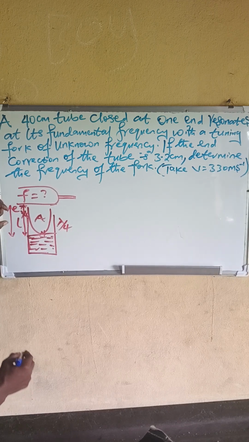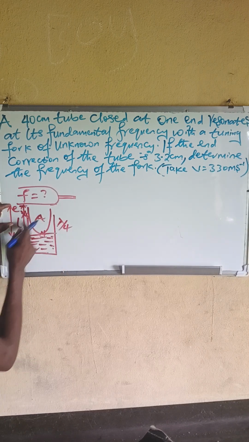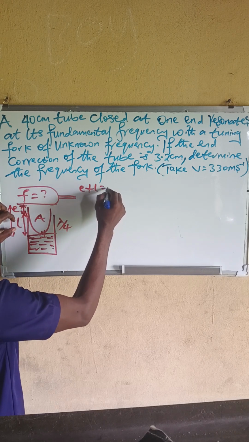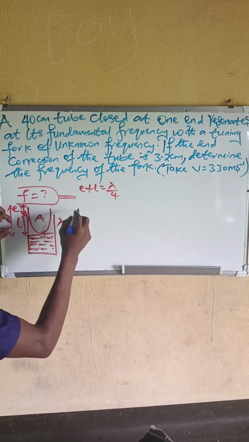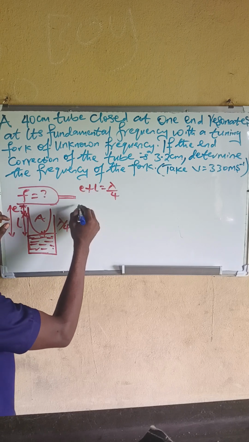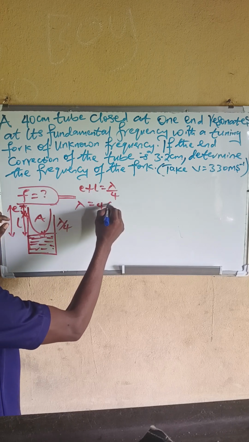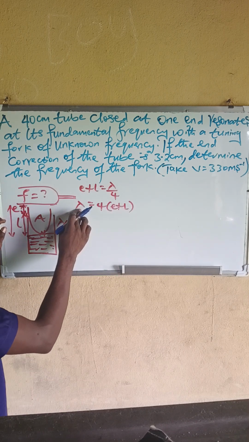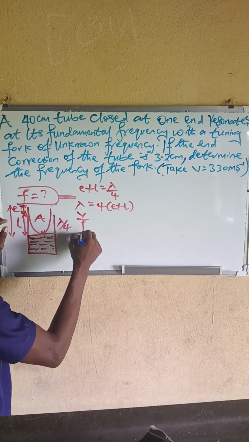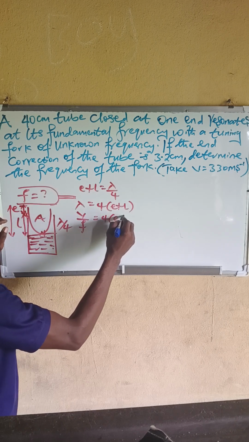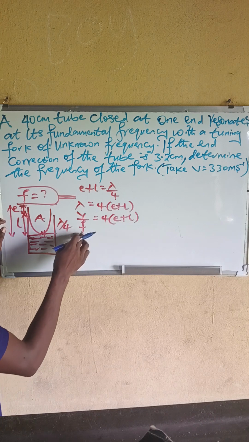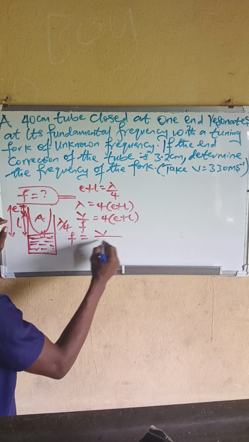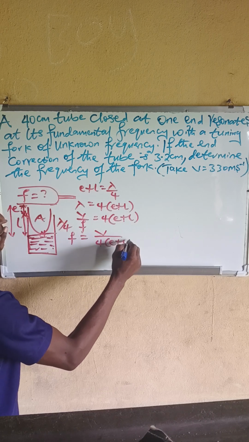Okay? So what to do now is this one plus this: the end correction E plus the length L is equal to wavelength over 4. Making the wavelength the subject, I have 4 into (E plus L). Our wavelength is given as V over F, which is 4 into (E plus L). I'm looking for frequency, so my frequency will become V over 4(E plus L).